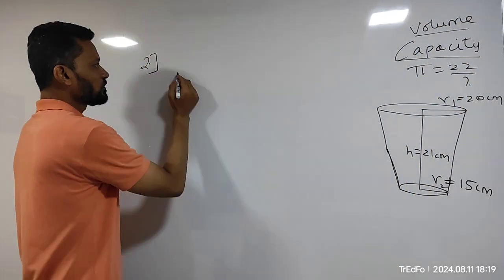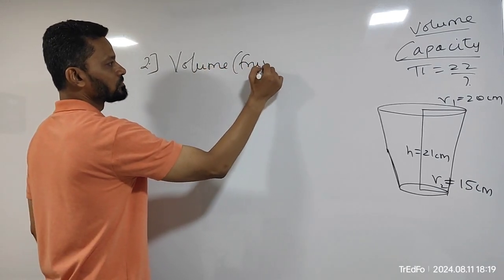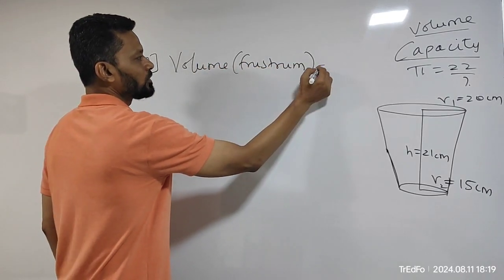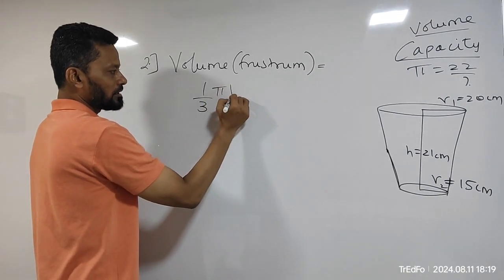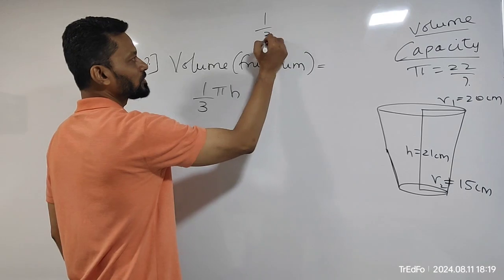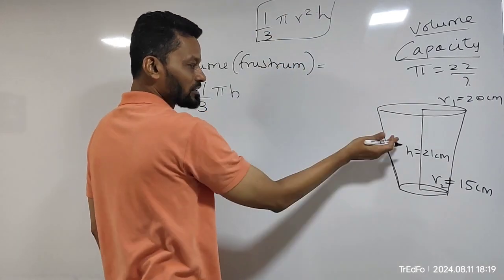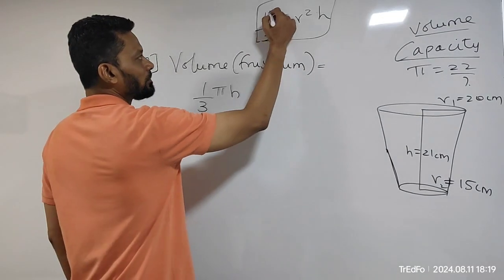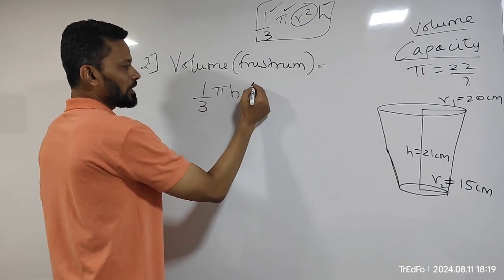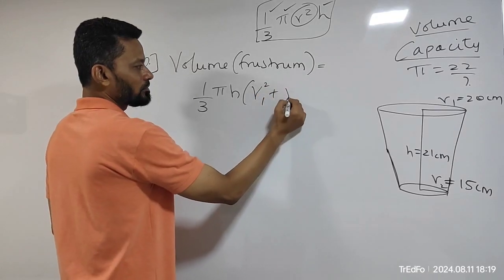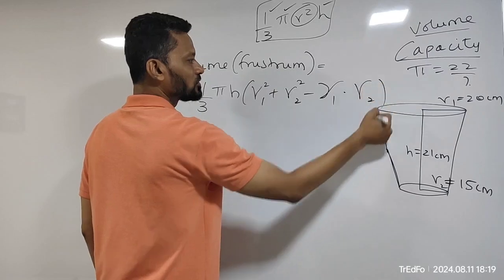So we have to use the formula for the volume of a frustum. I am writing it down over here. It's 1/3 pi r square h. This is the formula we use for a cone. Since a frustum is a part of a cone, these terms will remain as they are, only this will change. So 1/3 pi h, I will write r1 square plus r2 square plus r1 into r2.